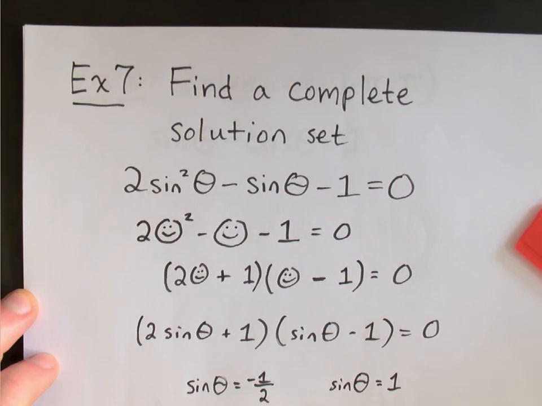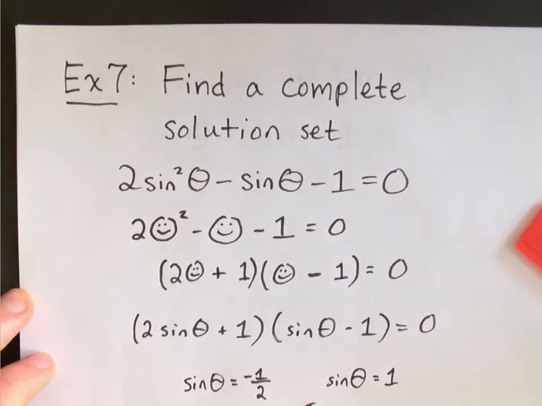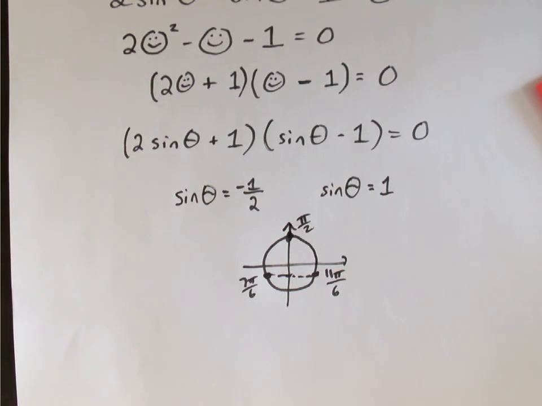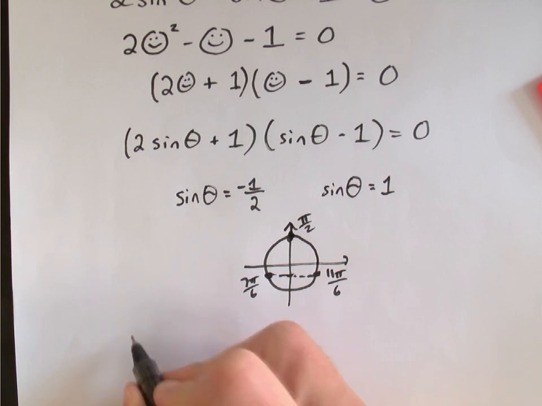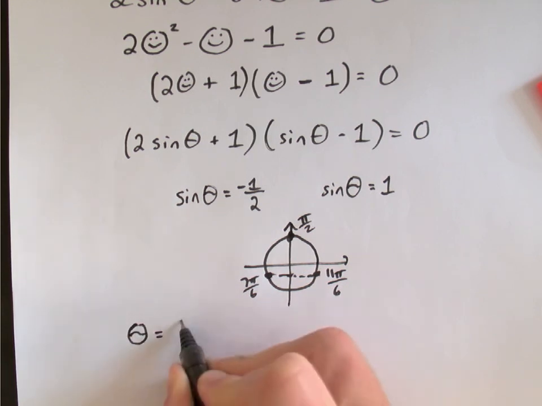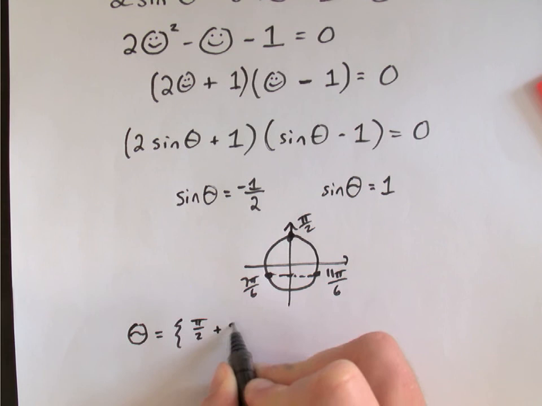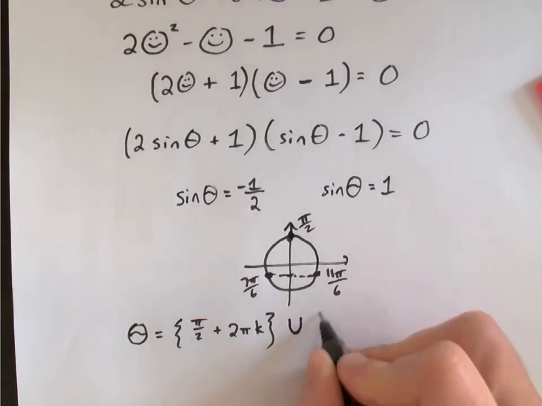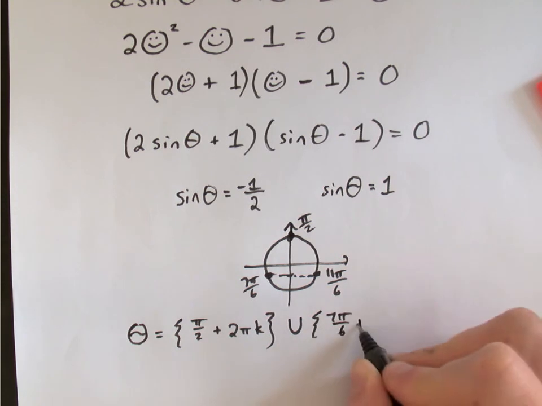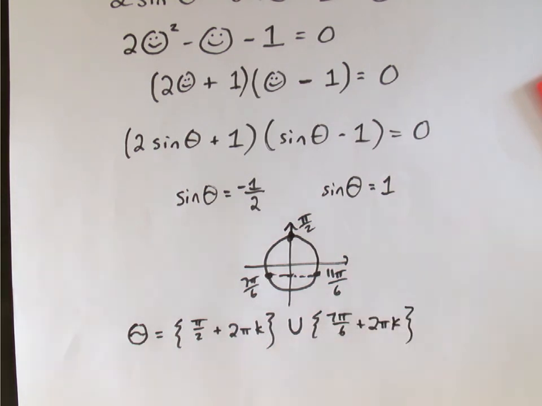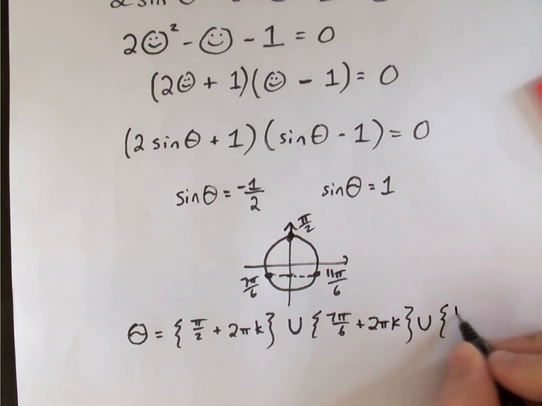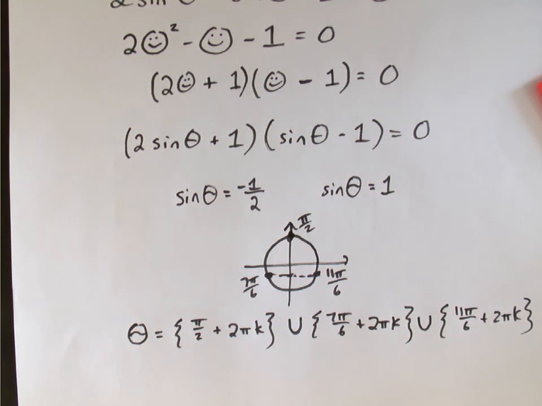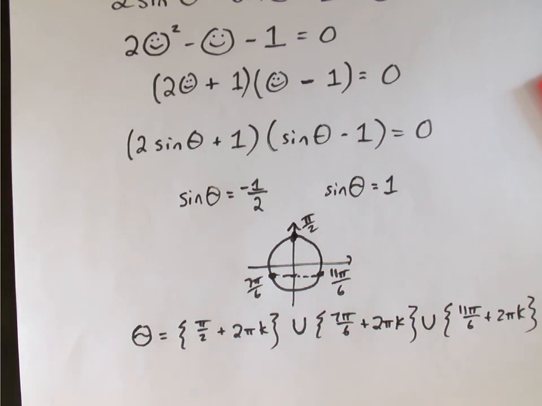But this one asks for a complete solution set. A complete solution set means all of the answers that are a full period away from those as well. So when I list my answers, it'll go like this. Pi over 2 plus all multiples of 2 pi. 7 pi over 6 plus all multiples of 2 pi. And 11 pi over 6 plus all multiples of 2 pi. And that's the complete solution set. Now you can list these with commas, this one, comma that one, instead of unions. That's perfectly fine.